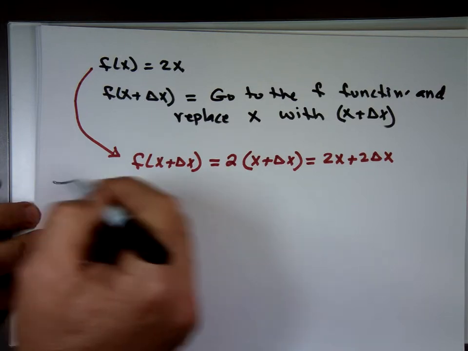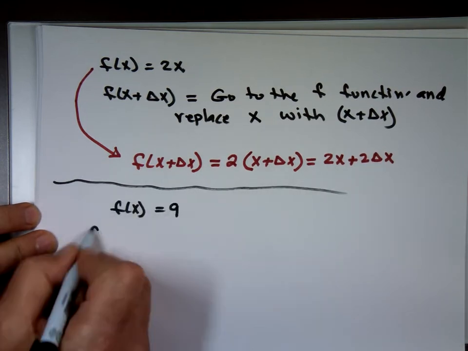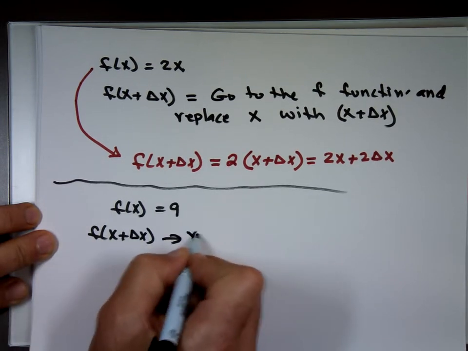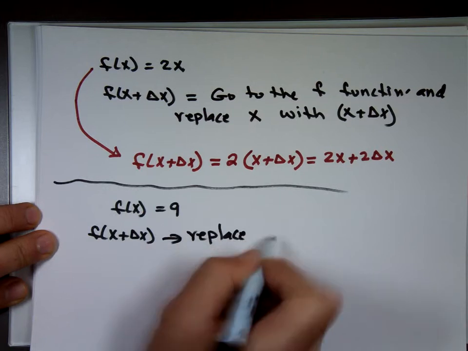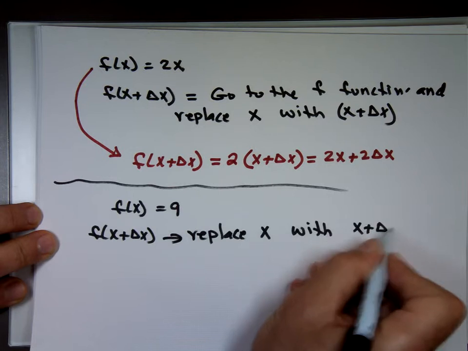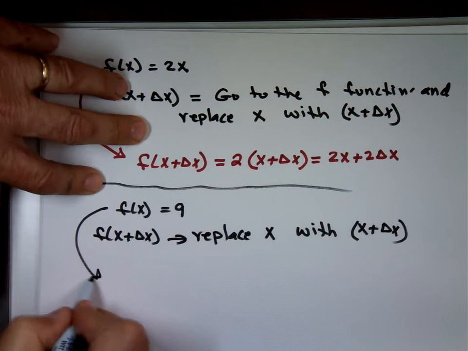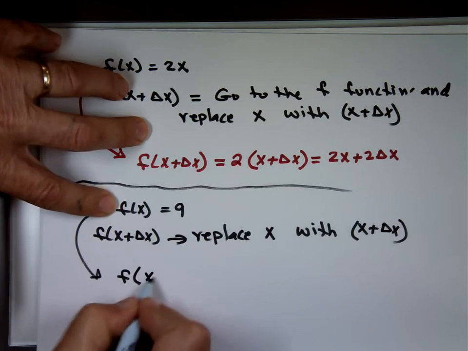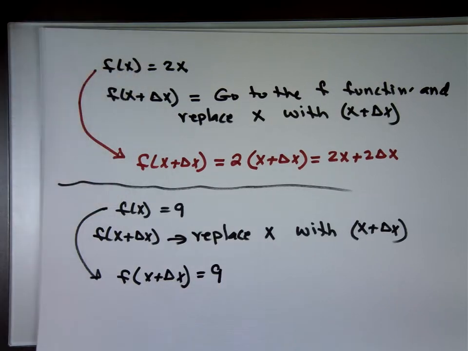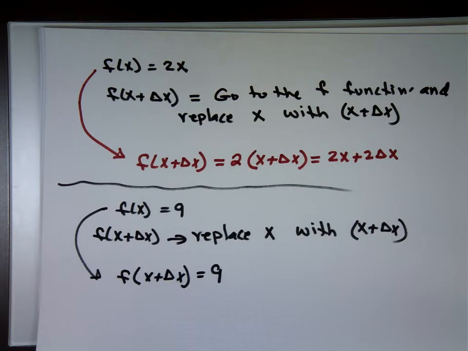So in the previous example, you had f of x equals 9. f of x plus delta x says replace x with what? x plus delta x. Let's go to it. Replace x by x plus delta x. Here we go. Take x out, put x plus delta x, and the numbers you don't touch. You replace x. There is no x on the right side to replace it. That's why it stayed 9.